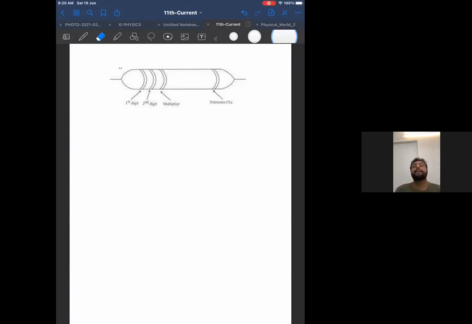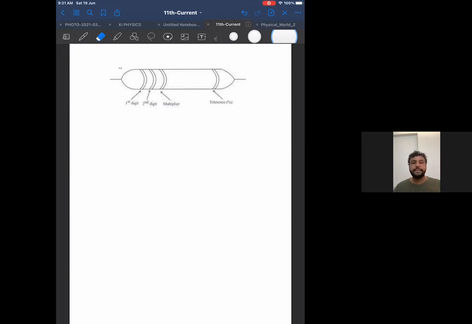I'll repeat. If someone gives you a resistor, what can you find out? You can find out 2 things. One is you can find out resistance, and another one is you can find out tolerance. You know what is resistance. Now, tolerance is how much more current can a resistor tolerate. That is called tolerance.